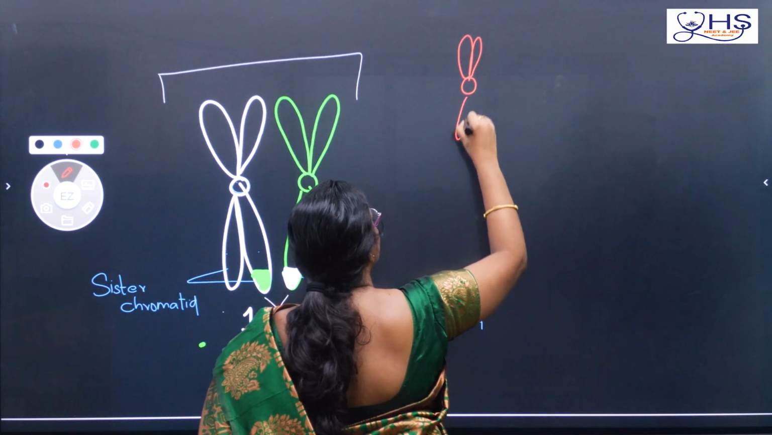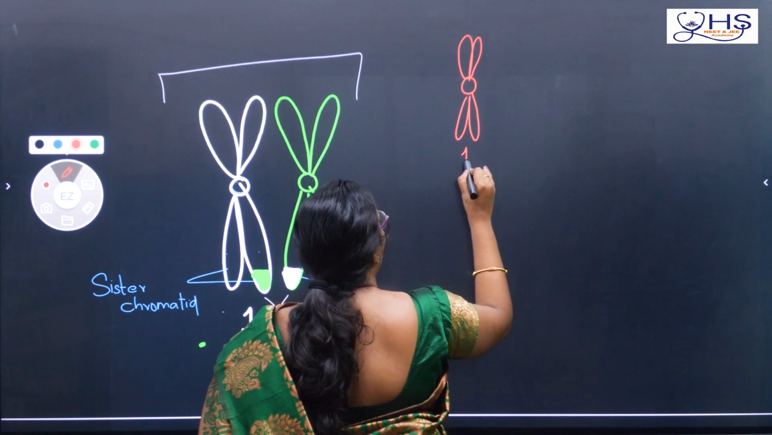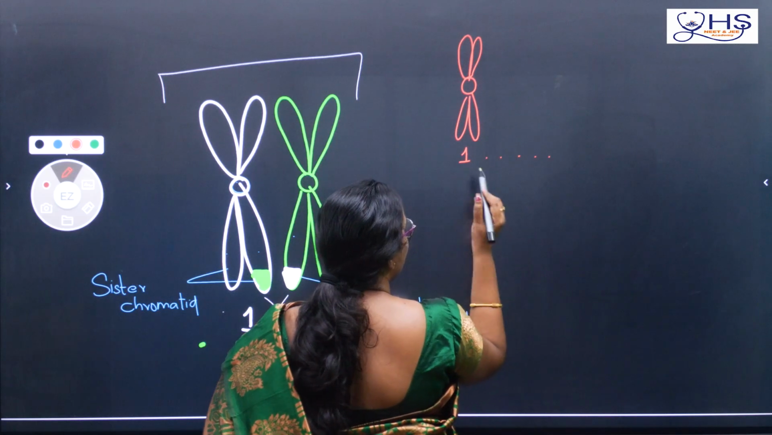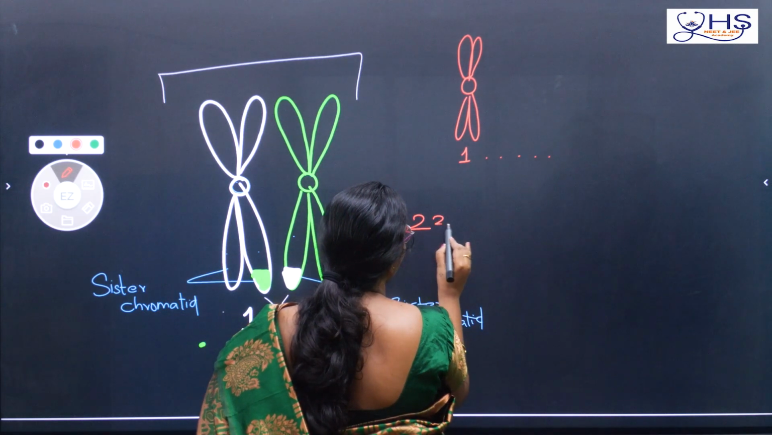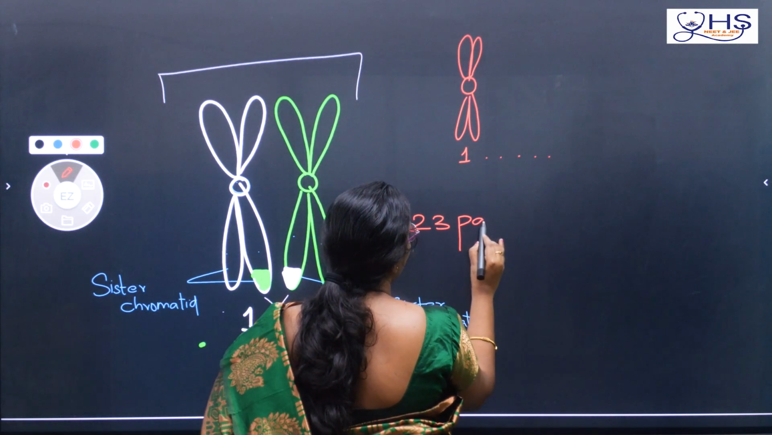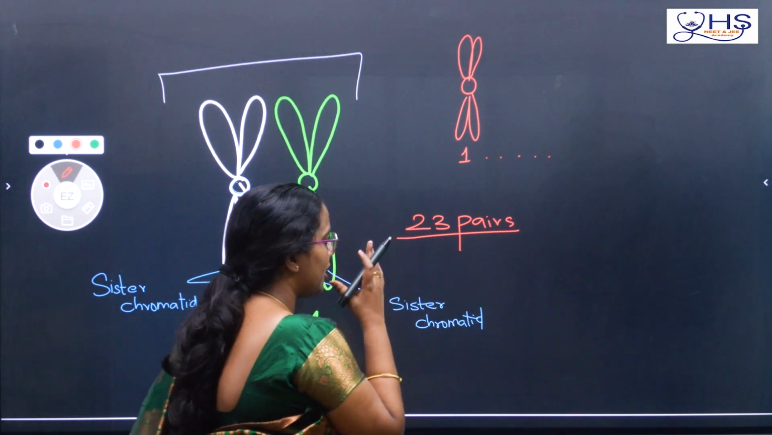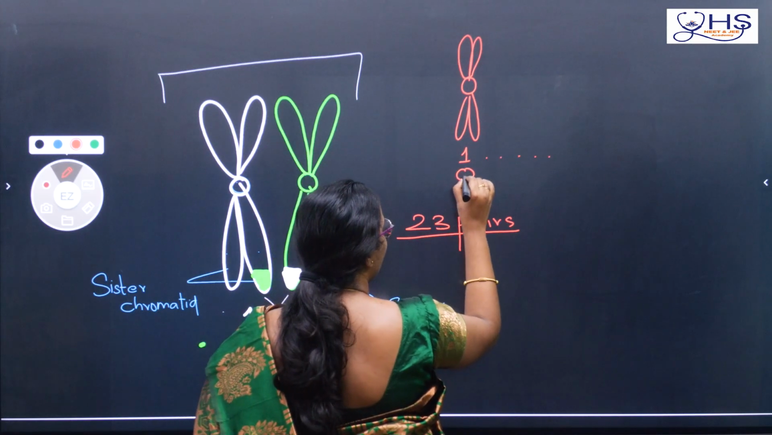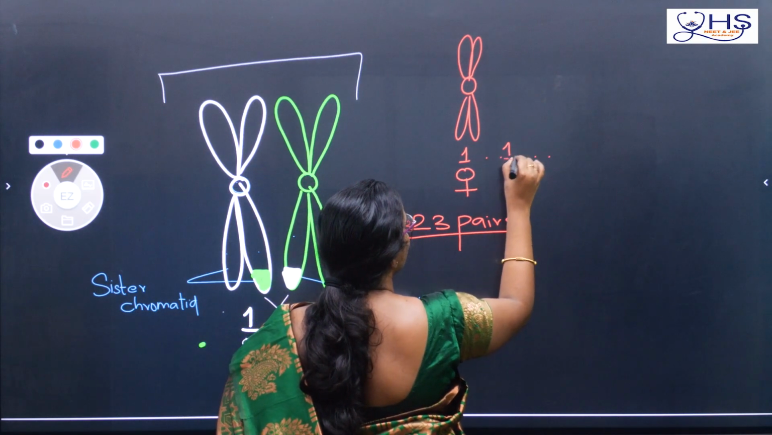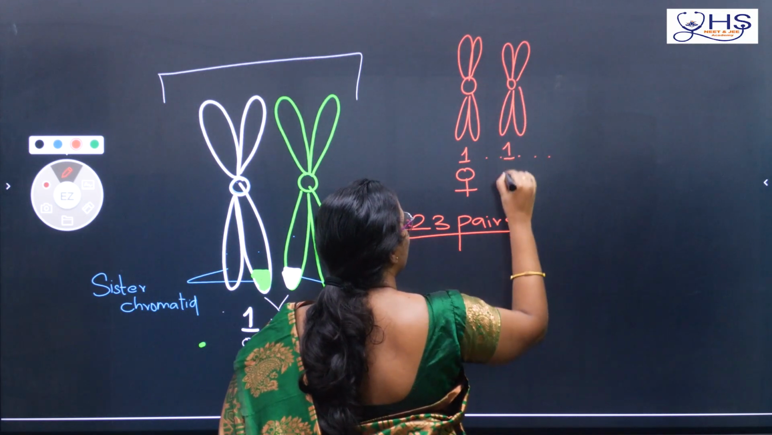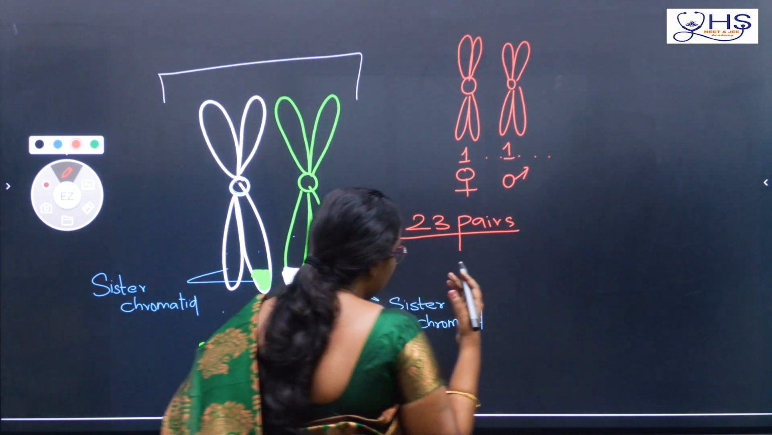This 46 will now pair as 23 pairs. 46 will become how many pairs? 23 pairs. So 23 pairs means chromosome number 1 of mother will meet chromosome number 1 of father. Okay, so now these both.